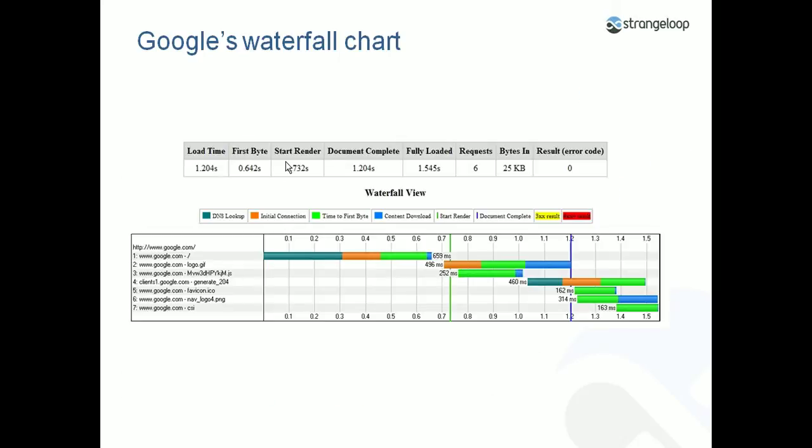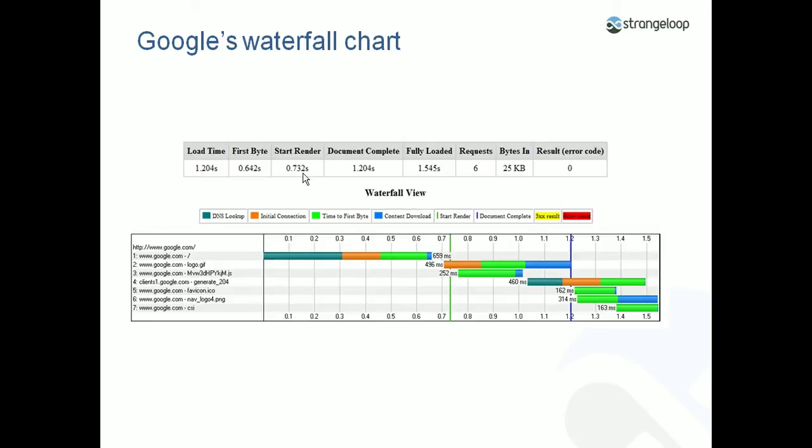Let's go back to our Google waterfall real quick. I've included the summary that WebPageTest provides for us. Again, this is the waterfall. You'll notice the start render and the end render. These are the resources that are being downloaded. And here are some key timing metrics.